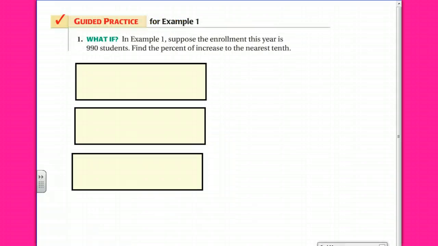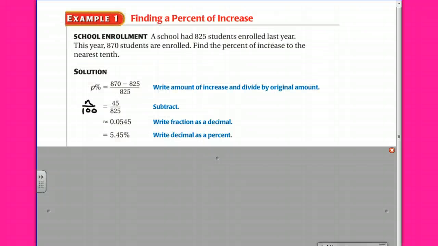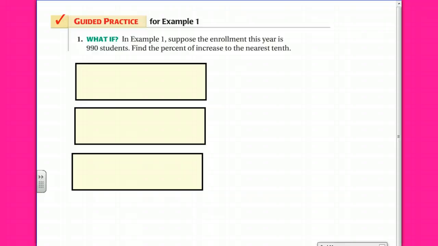Okay, let's see if we can answer this follow-up question. What if the enrollment this year is 990 students? So last year it was 825. And this year it's now 990. Find the percent. Go ahead and create a proportion that will help you find this percent right now. What does your proportion look like? You can tell me. Colin.